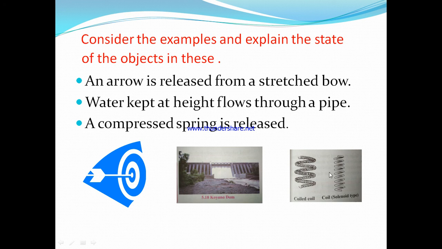In all three examples, you will notice that the arrow was stretched. Due to the stretched bow, energy is created in the arrow. Here the water is at a certain height. It is having height. Due to that height the water is flowing. Here the spring is compressed. It has a particular position. Due to that compression, it is getting certain energy. It means in these 3 examples, the objects are getting energy because of their particular state or particular specific position. What does it indicate? It is indicating another form of energy.